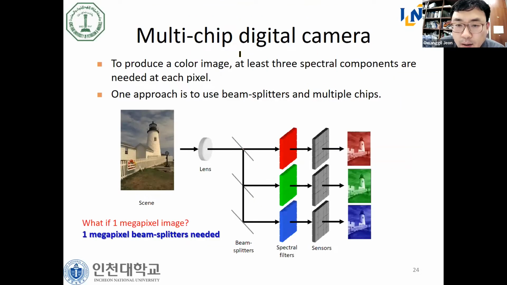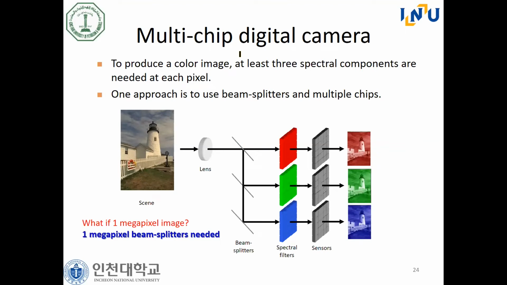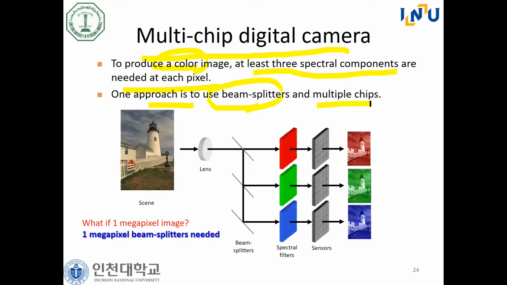So there are multi-chip digital cameras. This is the ideal camera. To produce a color image, at least three spectral components are needed at each pixel. So each pixel must have a beam splitter and multiple chips.